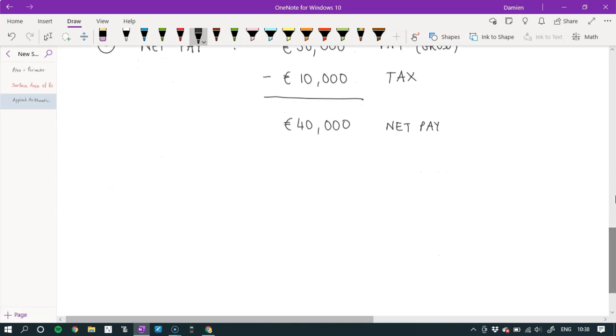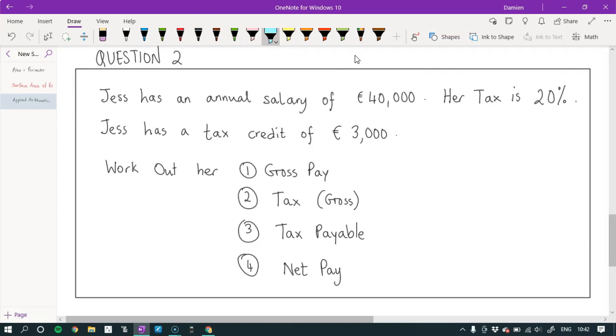Let's move this down a bit. So here's our next question. Question 2. Jess has an annual salary of 40,000 euros. Her tax is 20%, and Jess has a tax credit of 3,000 euros. So there's something you haven't seen before. Let's highlight a couple of details so that we know what we're dealing with. She's got an annual salary of 40,000 euros.